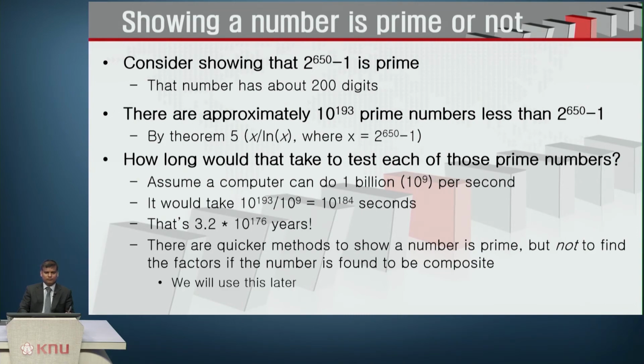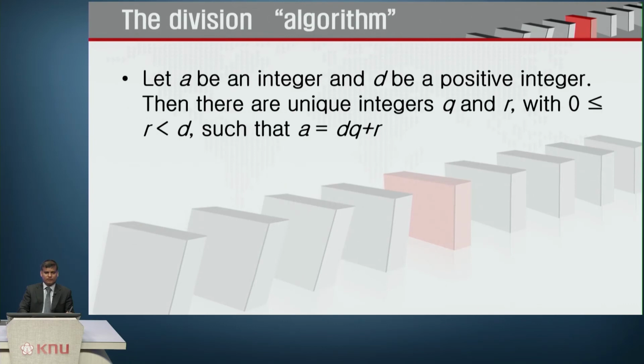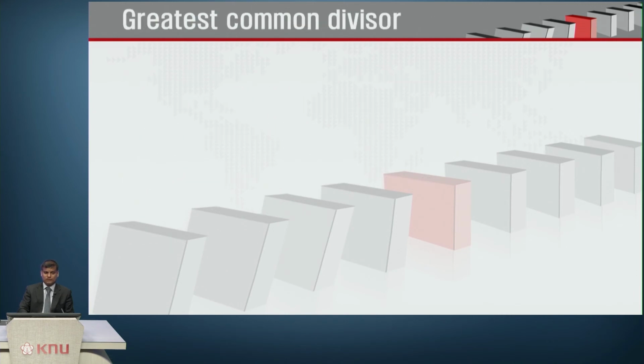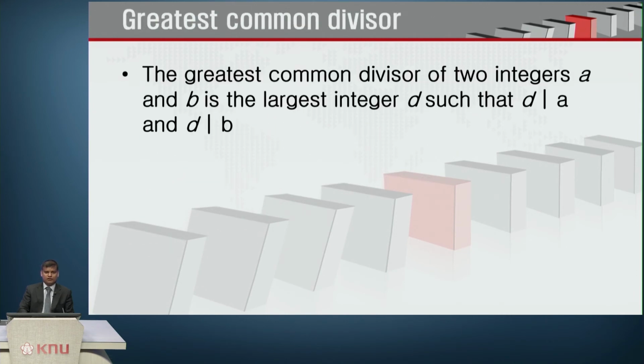Let's go further. We will be using it later on at some stage. Division algorithm. Well, let's see. Let a be an integer and d be a positive integer. Then there are unique integers q and r, with r lying between 0 and d, such that a equals dq plus r. With this we can see that we have two operators: q equals a div d and r equals a mod d. So, modulus operators.